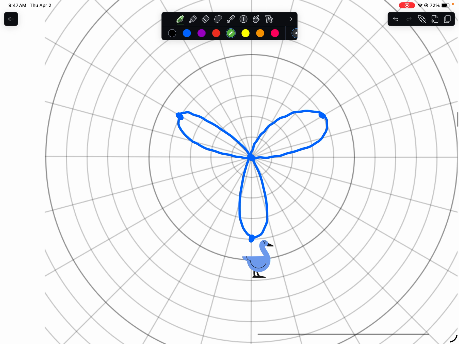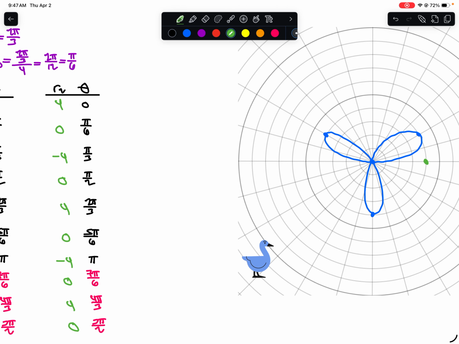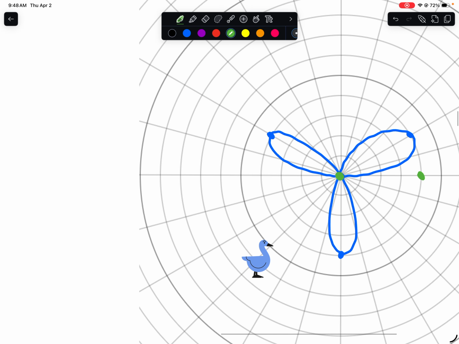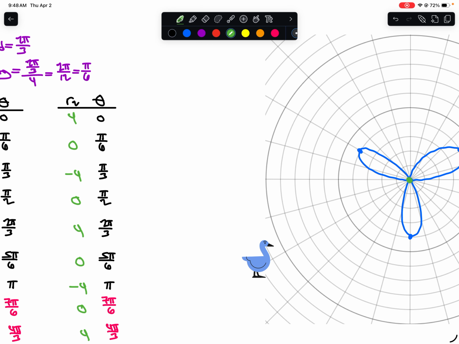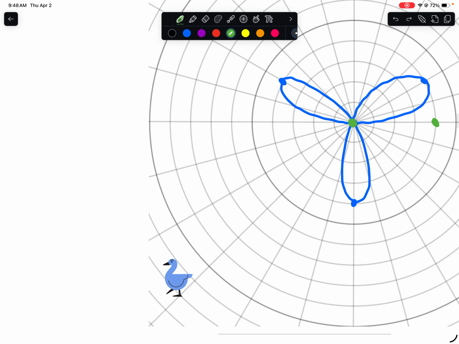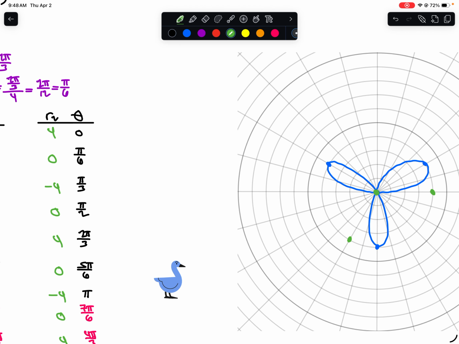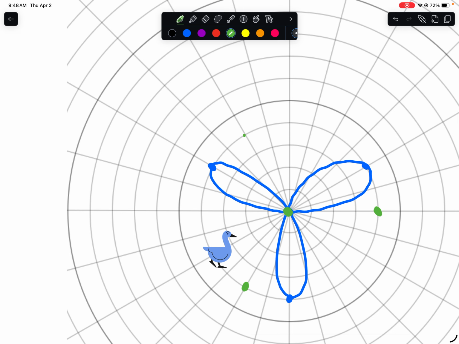Okay, so I'm going to start 4 in the direction of 0, which is going to be over here. And then I want back to the pole. So the pole is going to be a solution. I can already tell from that. And then I want to go negative 4 in the direction of pi over 3, which means I'm actually going to go towards 4 pi over 3. So that's going to be over here. And then I want to go 4 in the direction of 2 pi over 3, which is going to be over here.